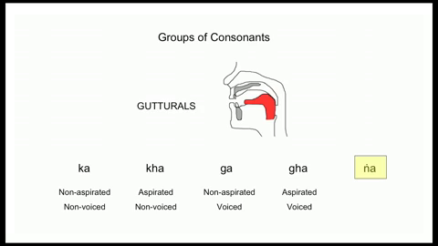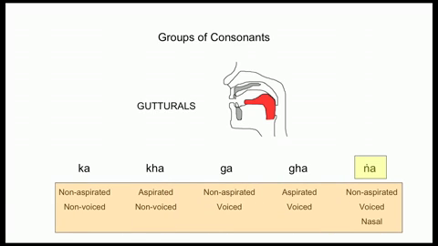The last consonant is pronounced ng. Just place your tongue in the same position as the rest of the consonants and then make a nasal sound. As we go through the other consonant groups, you will notice that this pattern for the letters in a group remains the same. So here we have the gutturals: k, kh, g, gh, ng.